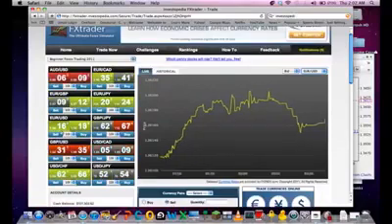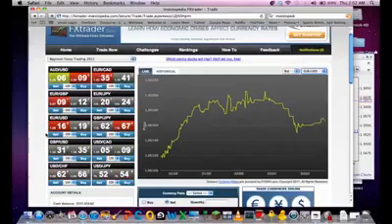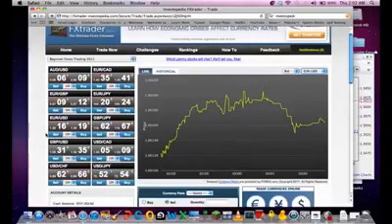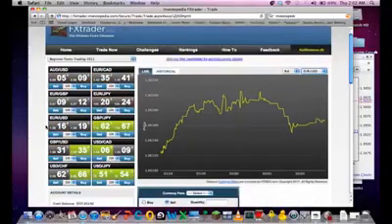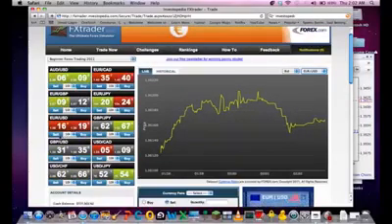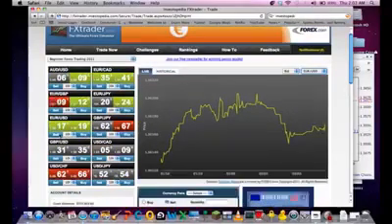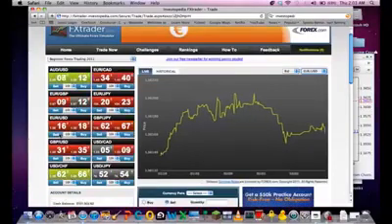A pip is just one movement in the currency pair. This difference here is how the platform makes their money. Instead of charging commission, they just charge what's called the spread, which is this difference here, and that's really how they make their money on every trade. So let's say if I bought right now for 19 and I sold the same second for 16, I would be down 3 pips. That 3 pips is basically the automatic commission that the platform is taking.